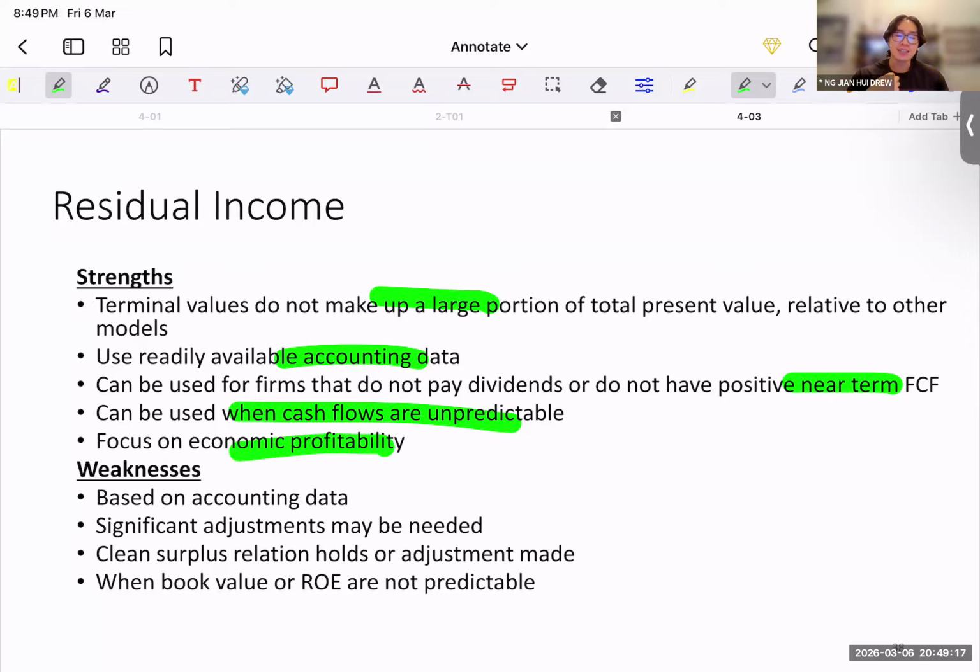The weakness, of course, is that the residual income model uses accounting data, which could be very outdated and not very relevant. There might be significant adjustments required. Okay, the clean surplus must hold, right? And sometimes if the ROE is not predictable, then the residual income model is not accurate.